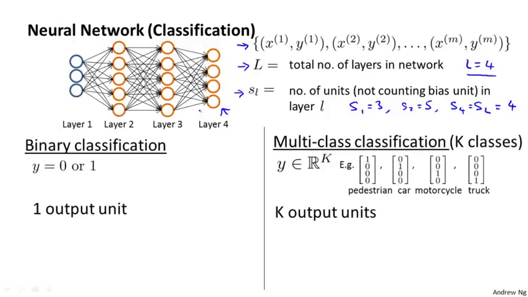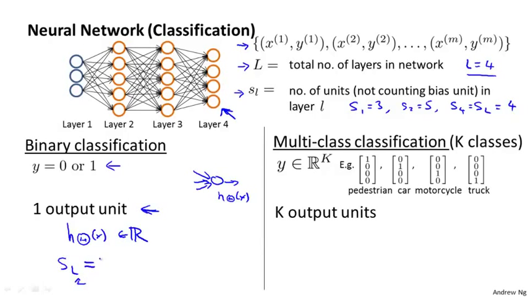We're going to consider two types of classification problems. The first is binary classification, where the labels y are either 0 or 1. In this case, we would have one output unit. So this neural network on top has 4 output units, but if we had binary classification, we would have only one output unit that computes h of x. The output of the neural network would be a real number. And in this case, the number of units in the output layer, S_L, where L is the index of the final layer, is going to be equal to 1. To simplify notation later, I'm also going to set K equals 1, so you can think of K as also denoting the number of units in the output layer.